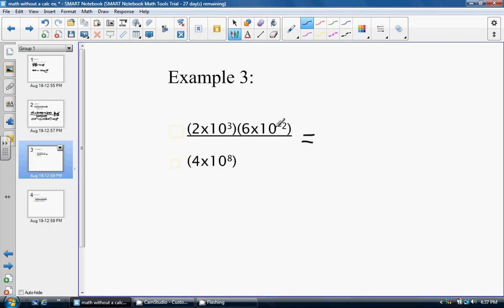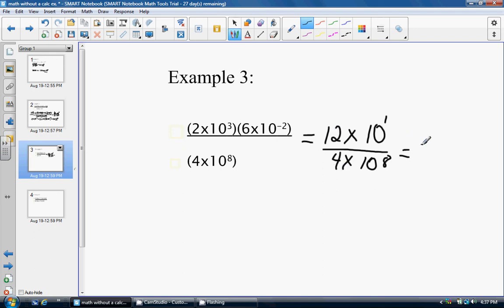I'm going to start with all the stuff in the numerator. 2 times 6 is 12. I'm multiplying exponents, so that means I add them. So I have 3 plus negative 2, which gives me 1. And then 4 times 10 to the 8. Okay, so this is a nice simple thing. Now I just ignore the powers of 10 and just do the math.